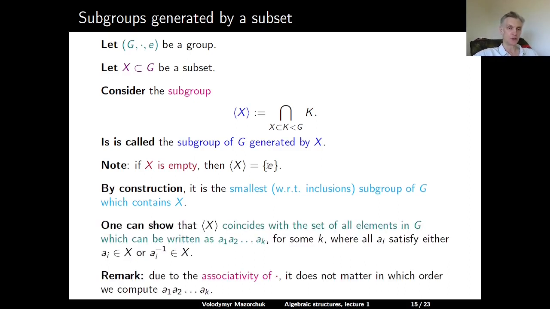It is not very difficult to show that the subgroup generated by some set X coincides with the set of all elements in G which can be written as a product a1, a2, and so on ak for some k, where each ai either belongs to X or the inverse of ai belongs to X. Due to the associativity of the group operation, it doesn't matter in which order we compute this long product. So the product a1, a2, and so on ak in any group doesn't depend on the order in which you multiply the elements, so we can write it without brackets.